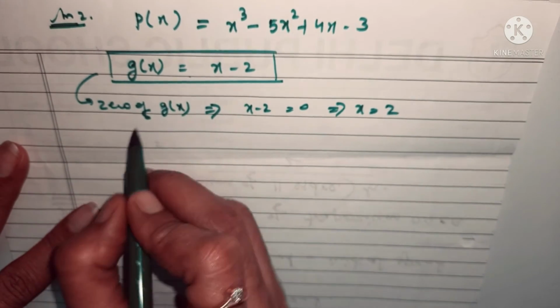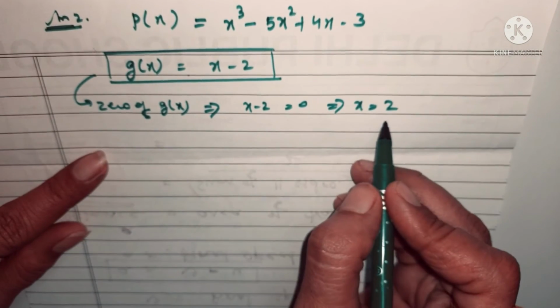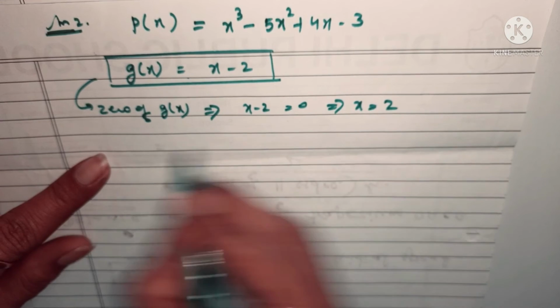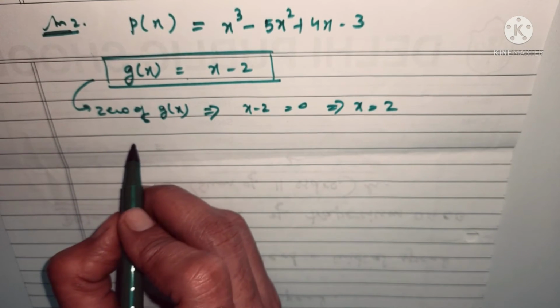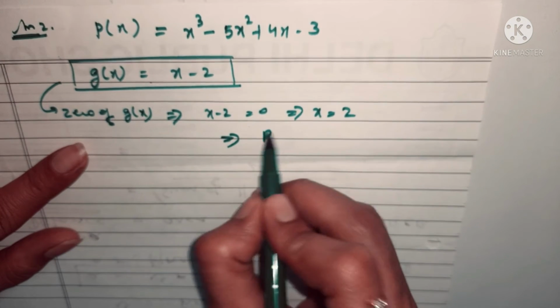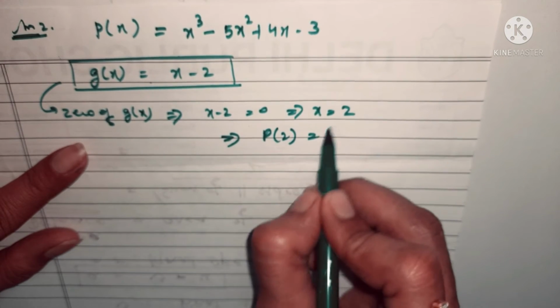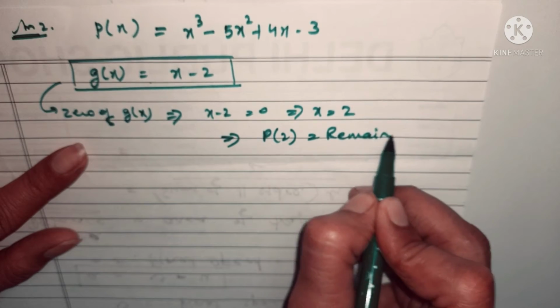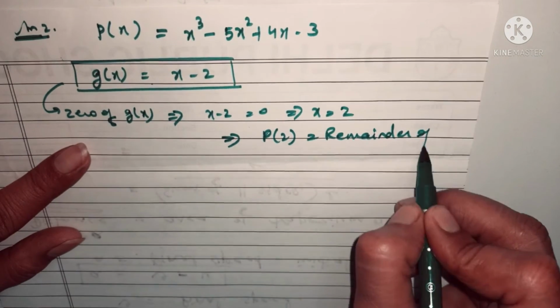What remainder? That this shows that this is a real number. This real number shows that you are getting a remainder as p(2). Okay, this implies that p(2) is what? It is the remainder; p(2) will be the remainder of p(x).